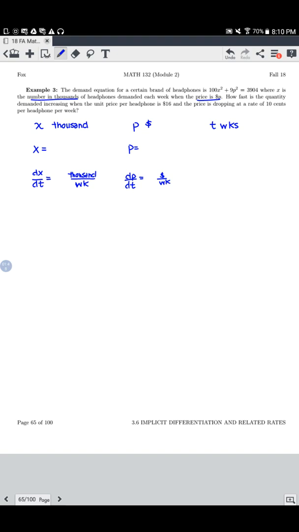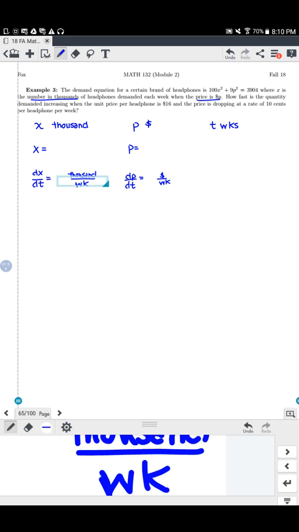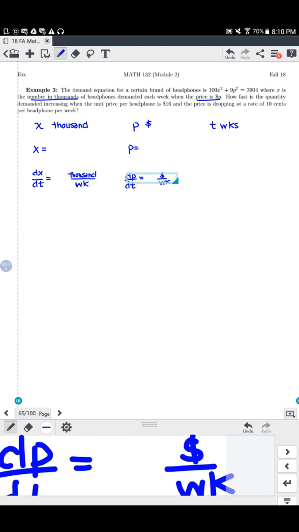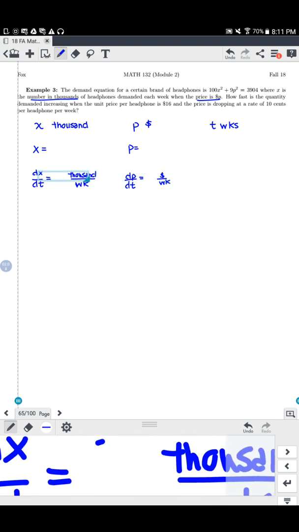So we want to know how fast is the quantity demanded increasing. So I'm wondering, how is the demand increasing? So I must be looking for dx dt. X is the demand in thousands. It's not saying how is the price changing each week. It's asking how the demand is changing. So this is what I'm asked for.